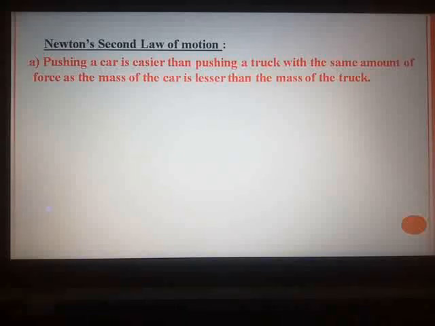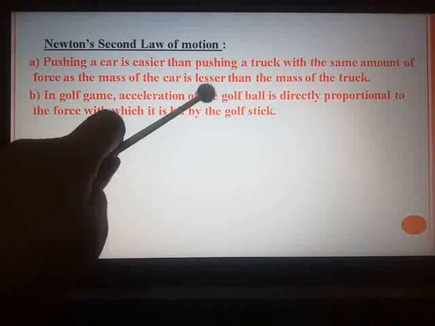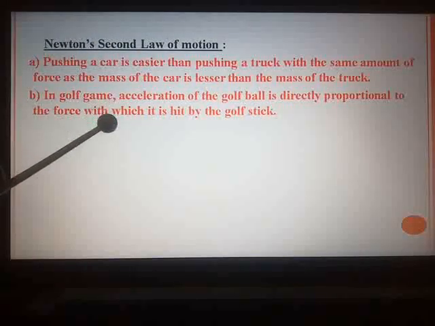If you can just remember one give reason for the cricket ball and tennis ball, based on this concept we have written. So any example? Second, in the golf game, acceleration of the golf ball is directly proportional to the force with which it is hit by the golf stick. You know the golf game. Okay, so these two examples I have written. Any other example of your choice you can write.